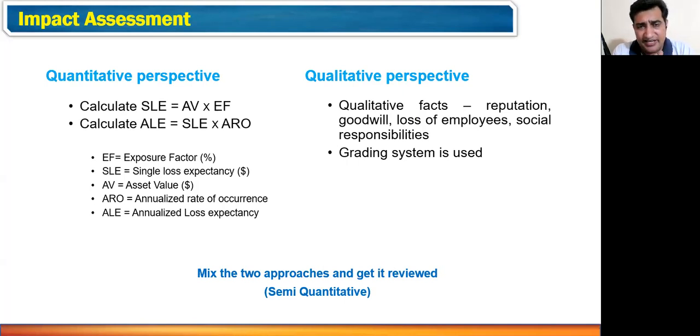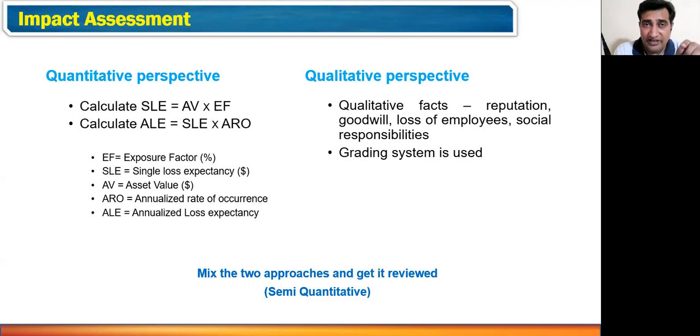Not everything can be gauged well. There are few terms which you will not be able to gauge, right? For example, reputation. How do you gauge it? It's very difficult. Goodwill, your trust with your clients, how you are going to do that? There is social responsibility, how you are going to measure that? So these are some terms which definitely need to be documented, but at the same time, we don't have a solid way to do it. We can't put it easily in terms of some dollar value.